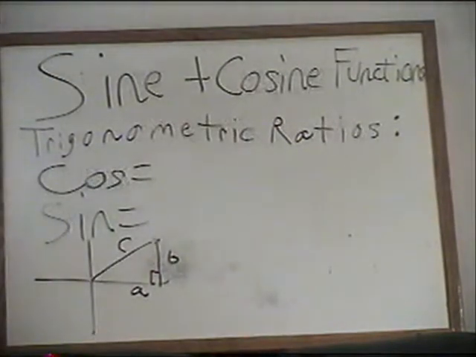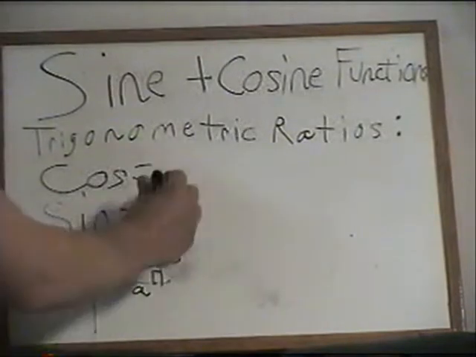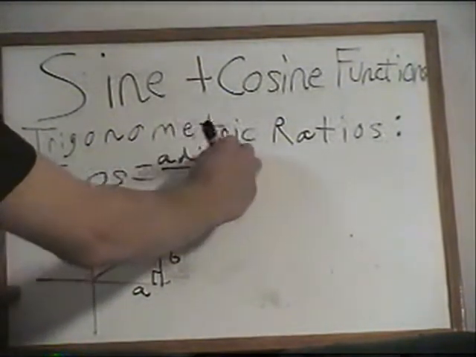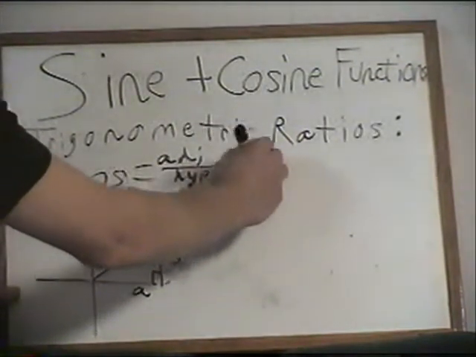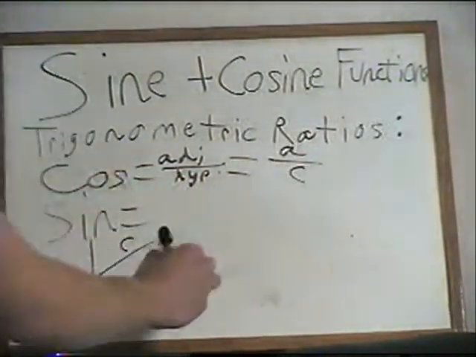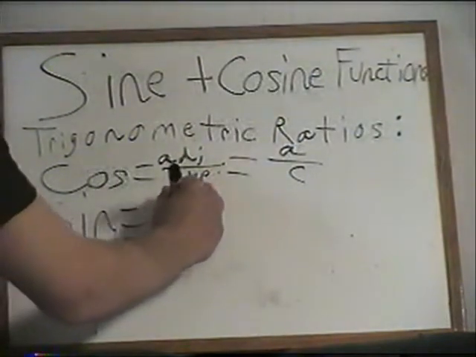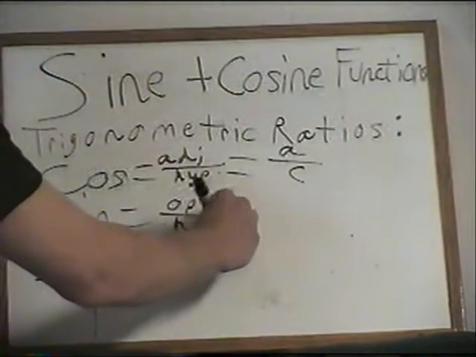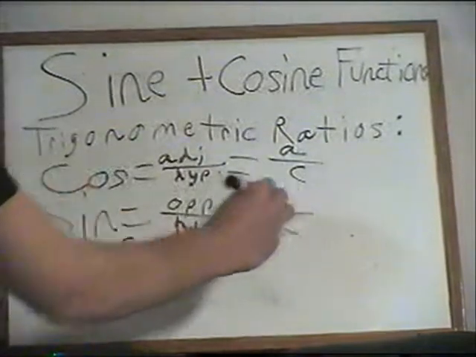Now, cosine is a ratio. Cosine is equal to the adjacent side over the hypotenuse, which in this case would be equal to A over C. For sine, it's the opposite side over the hypotenuse, so opposite over hypotenuse, which is equal in this case to B over C.